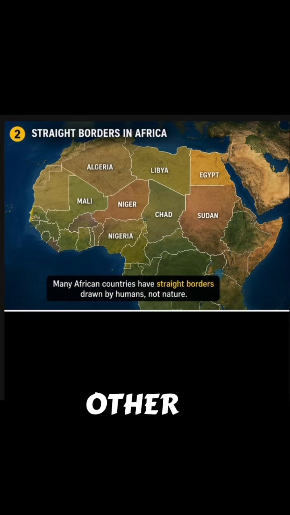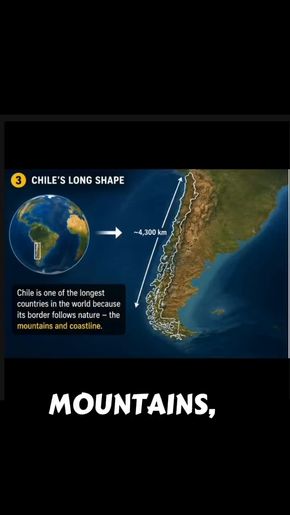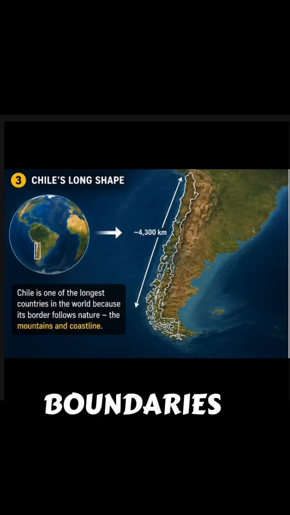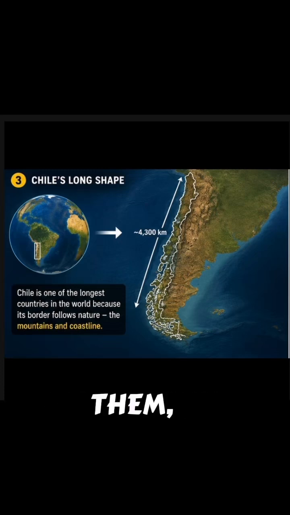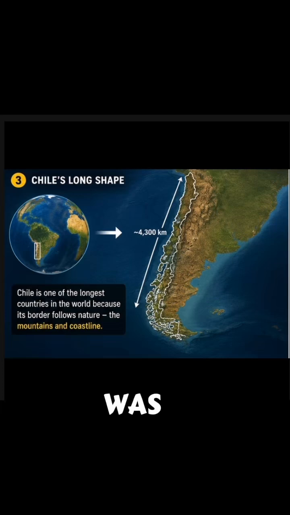Meanwhile, other countries have strange shapes because their borders followed nature, like rivers, mountains, deserts, and coastlines. These features were easy to use as boundaries because people could recognize them. Just as we have here on your screen, this is Chile, one of the largest countries in the world, and it is popular because its border follows nature. As you can see there, the mountains and coastlines. This too is how this map was created, because of nature. The mountain you can see around.